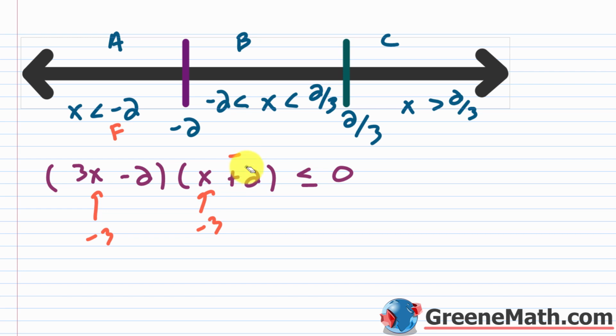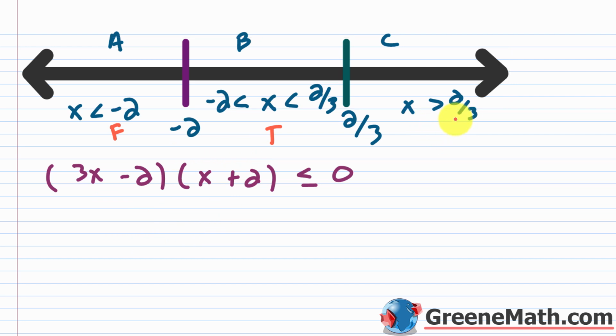So going to the next one, we would have something between negative 2 and 2/3. You could pick 0. I think that's really easy to work with. So let's plug that in. You'd have negative 2, and then basically times positive 2. So that's obviously going to be negative 4, because this is a negative and this is a positive. So a negative is always going to be less than 0. So this is true.